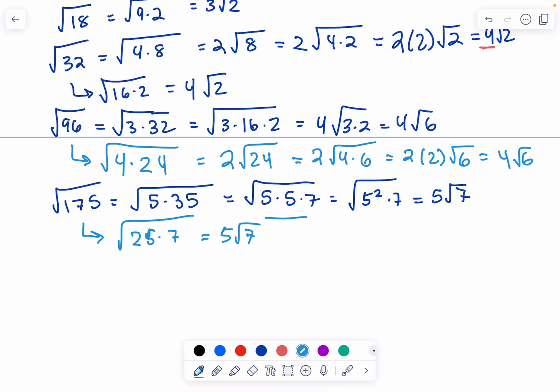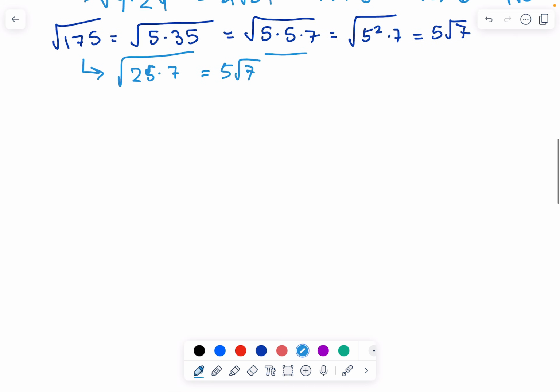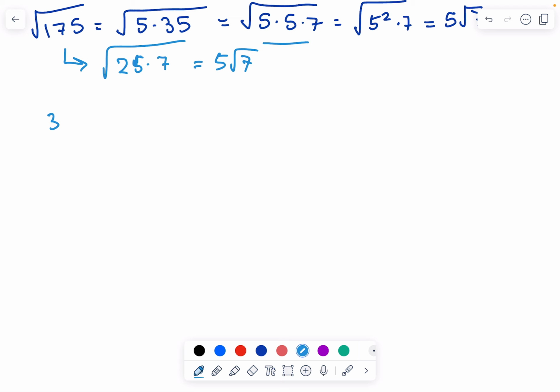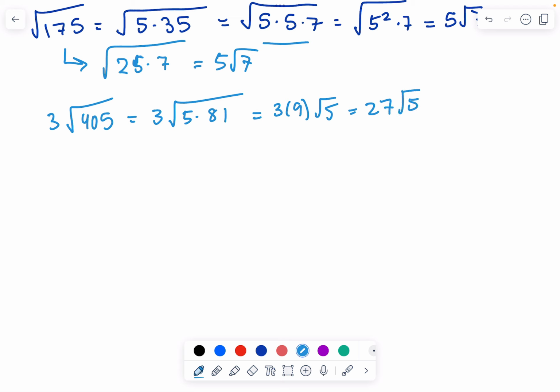Okay, I'm going to just do a few more examples, make sure we're understanding this, and then we're going to move on. What if I have 3 root 405? Again, because there's a 5 at the end, I know that this number is divisible by 5, so I'm going to break up the 405 into 5 times 81. And that's actually perfect because the square root of 81 is just 9. So now I have 3 times 9, root 5, which is 27 root 5. Okay, last example.